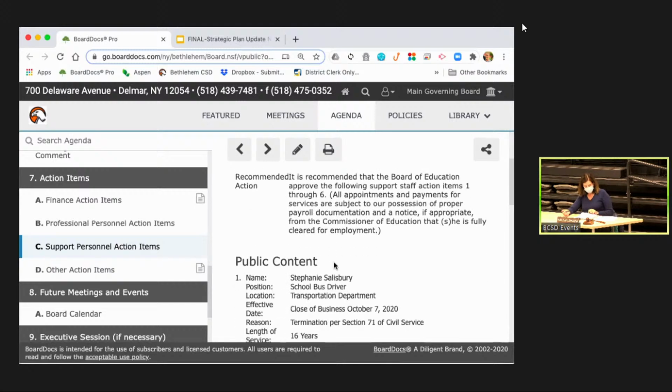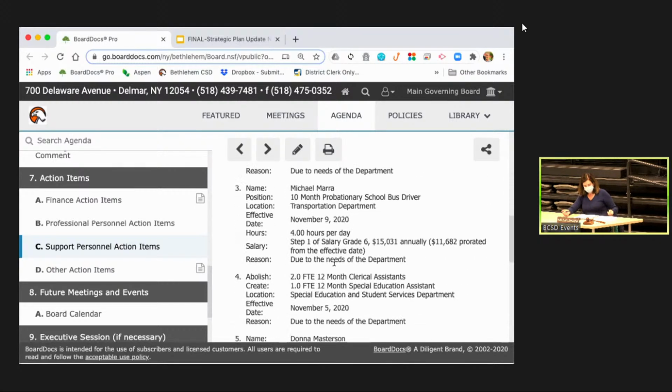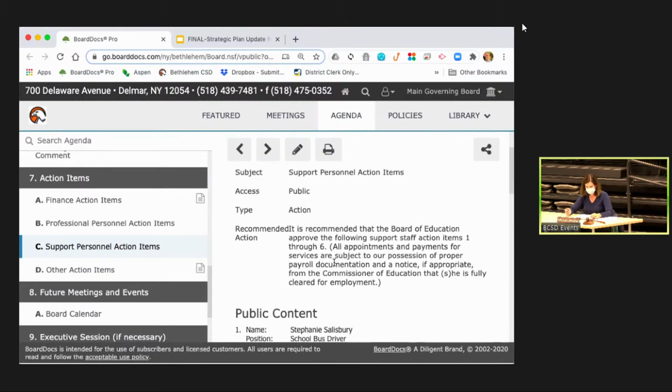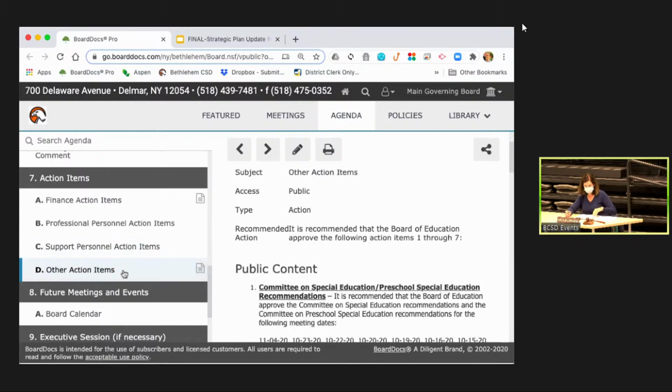Item C, support personnel action items. We are removing item 1 from this list. It is recommended that the Board of Education approve the following support staff action items 2 through 6. So moved. Second. Any discussion? All in favor? Aye. Any opposed? Any abstentions? That carries.